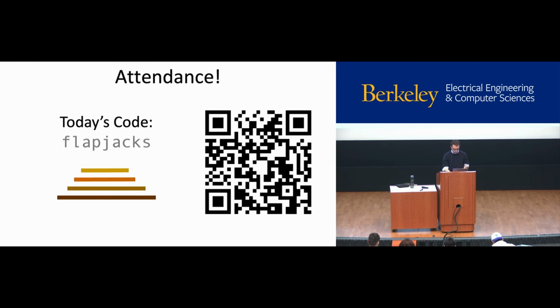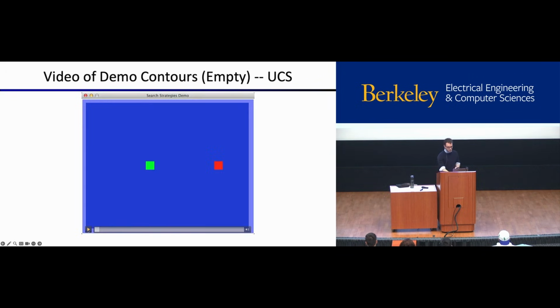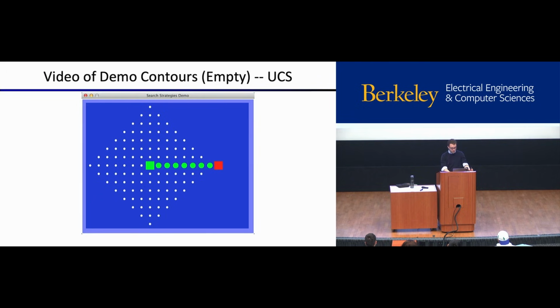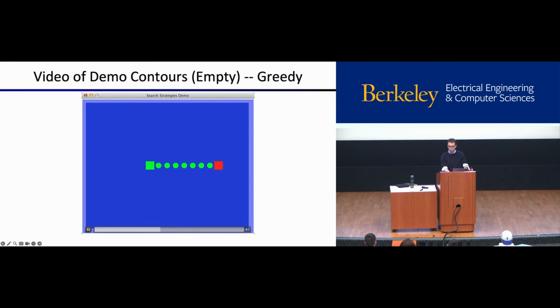All right, so let's look at what this looks like in one of these maze environments. Here's the empty maze. So uniform cost search, remember, it expands in every direction. So that looks like this. Eventually it finds the optimal path. That's great. Here's greedy. Remember, greedy goes directly there. It's also great for an empty maze, but if there's walls, we had problems, remember?